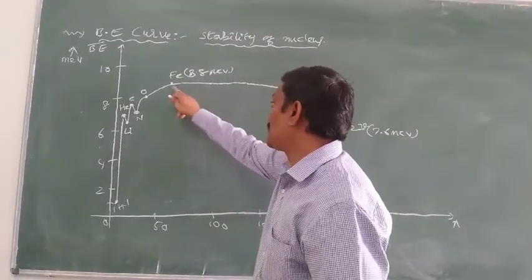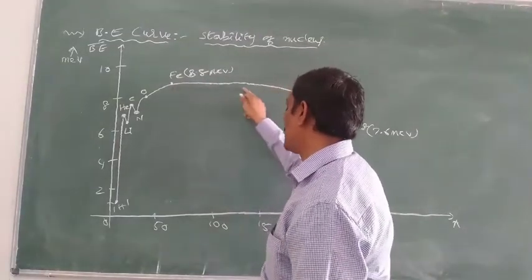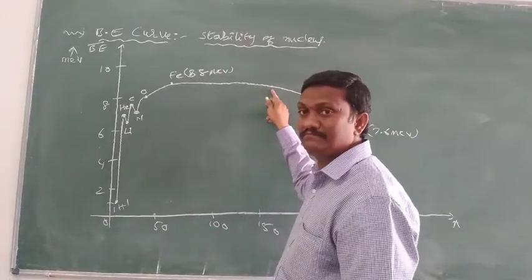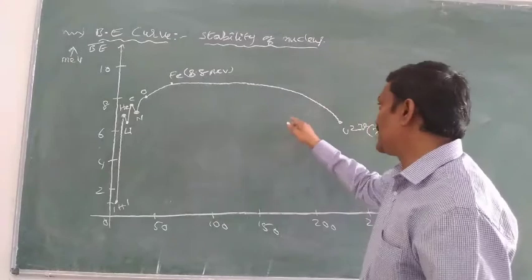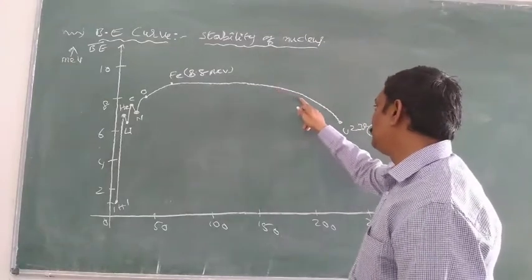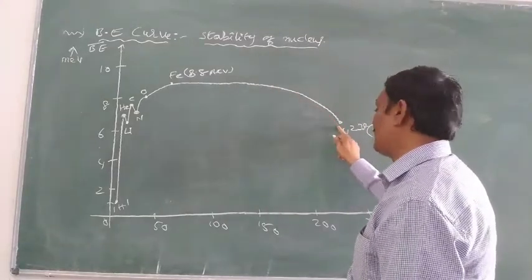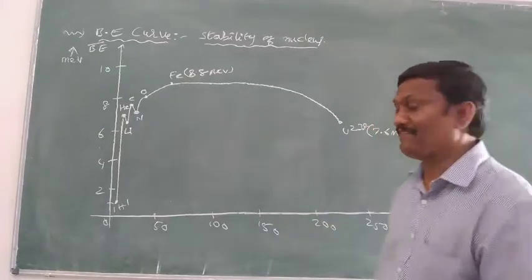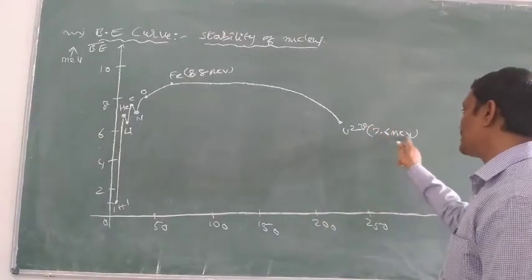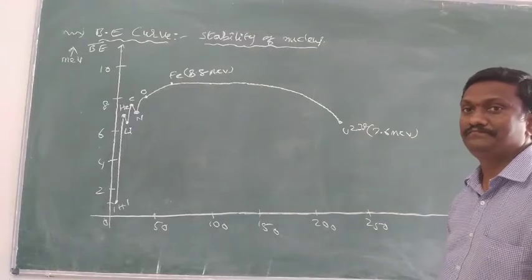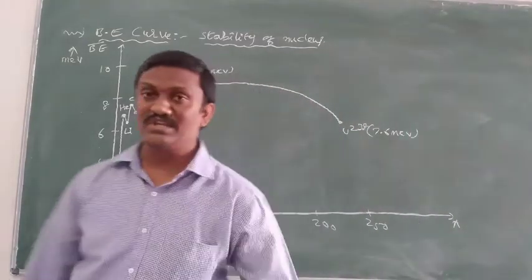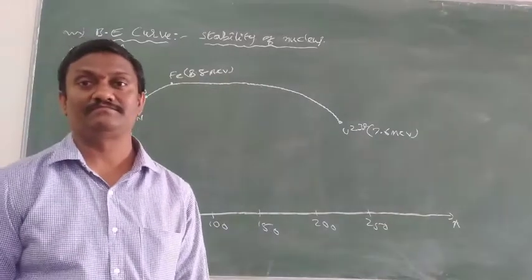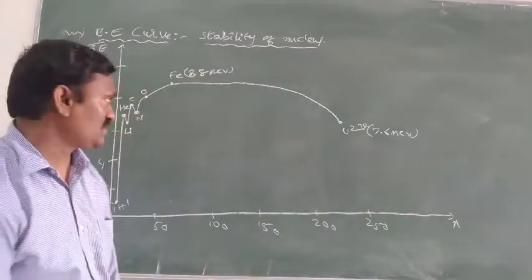Next, from iron onwards, the average binding energy curve is almost constant up to 170. Next, from 170 onwards, average binding energy gradually decreases. And the last, heavy element, uranium-238, has average binding energy around 7.6 MeV. So in this way, the stability of the nucleus changes from one element to another element. Now observe this graph.